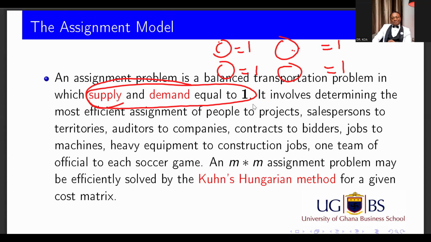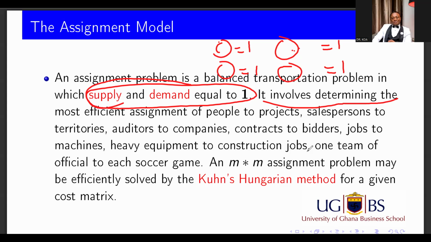And so the good thing about the assignment problem is that all the constraints are equal to 1. And look at this point here. It involves determining the most efficient assignment of people to projects, assigning salespersons to territories, auditors to companies, contracts to bidders, jobs to machines, heavy equipment to construction jobs, one team of officials to each soccer game.